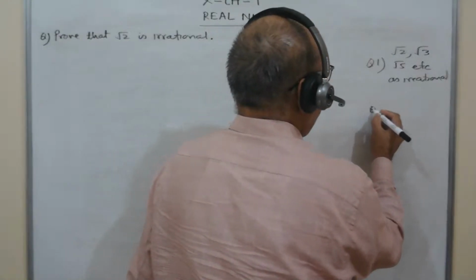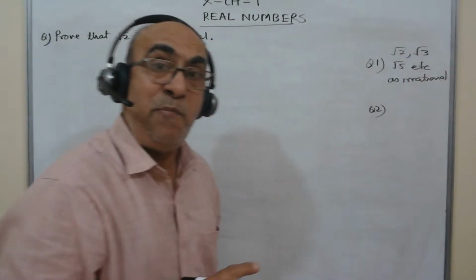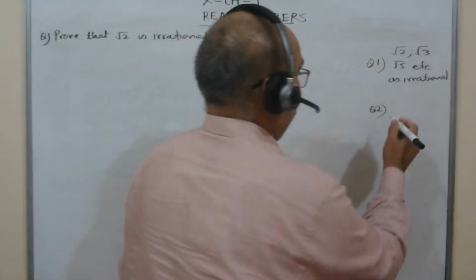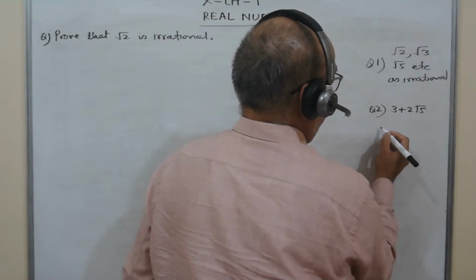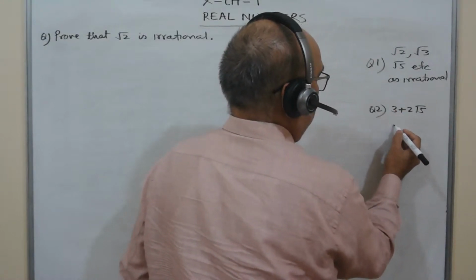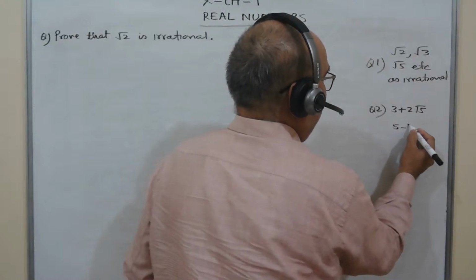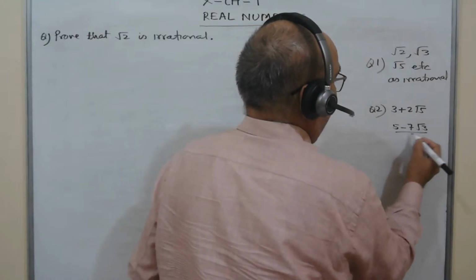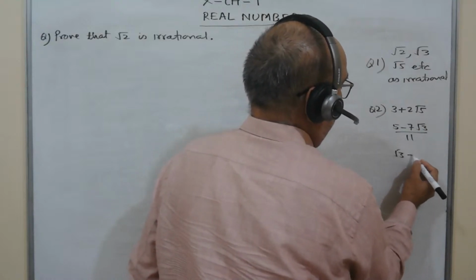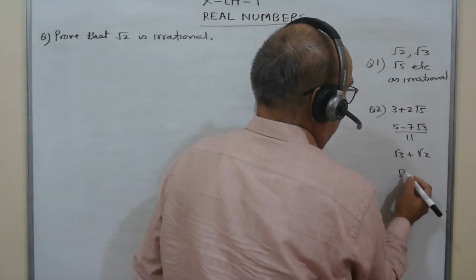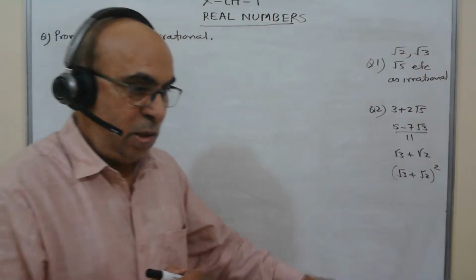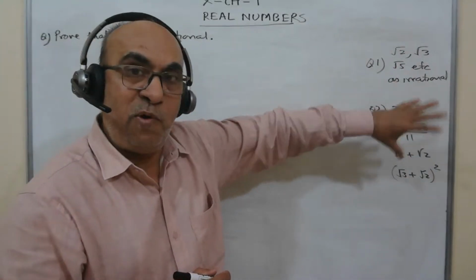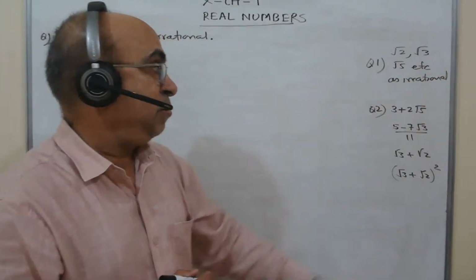And the second type, that I am calling mixed radicals. So it is like this: 3 plus 2 square root 5, 5 minus 7 square root 3 by 11, square root 3 plus square root 2, square root 3 plus square root 2 whole square. So only these two types of questions they will ask in examination.